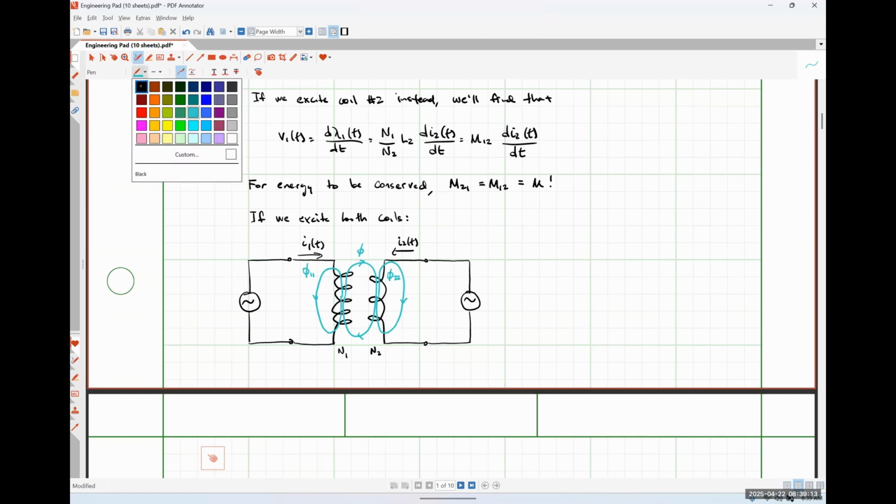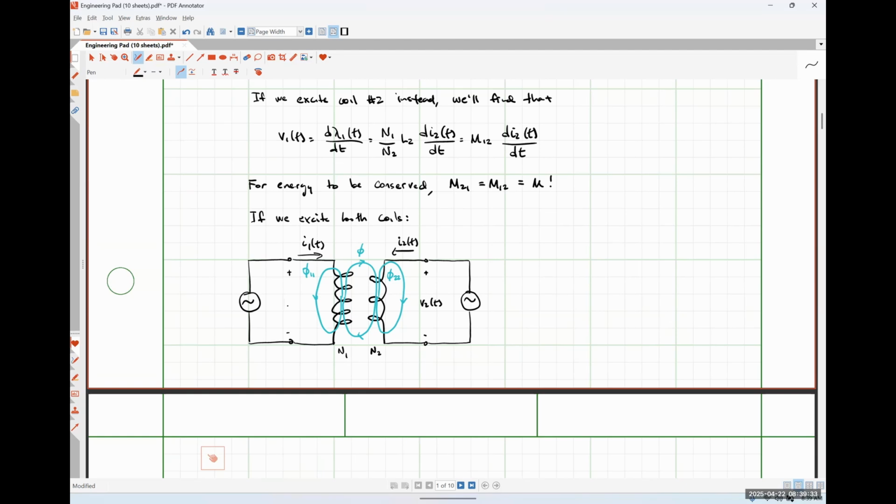I hope it's fairly obvious that the current I1 of t will induce some voltage V2 of t across the terminals of coil 2, and similarly, the current I2 of t will induce some voltage V1 of t across coil 1. And so what we can do is try to figure out what those voltages are going to be.